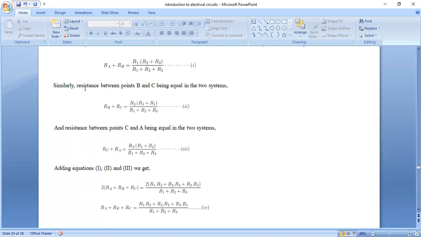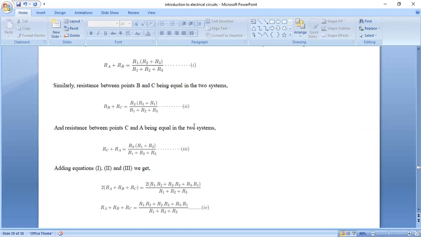And similarly, the resistance between the points B and C is equal into the two systems. That is RB plus RC is equal to R2 into R3 plus R1 by R1 plus R2 plus R3. And next, the resistance between C and A is equal to into two systems. That is RC plus RA is equal to R3 into R1 plus R2 by R1 plus R2 plus R3. Let it be equation 1, and this is equation 2 and equation 3.